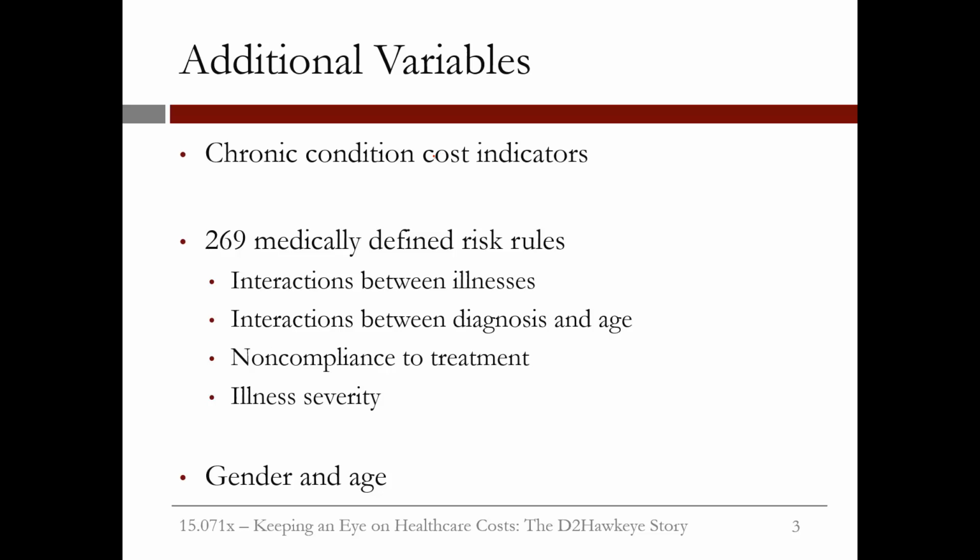In addition to the initial variables, the 217 diagnosis groups, 213 procedure groups and 189 drug groups and so forth, we also defined, in collaboration with medical doctors, 269 medically defined rules. For example, the first type of rule indicates the interaction between various illnesses. For example, obesity and depression.